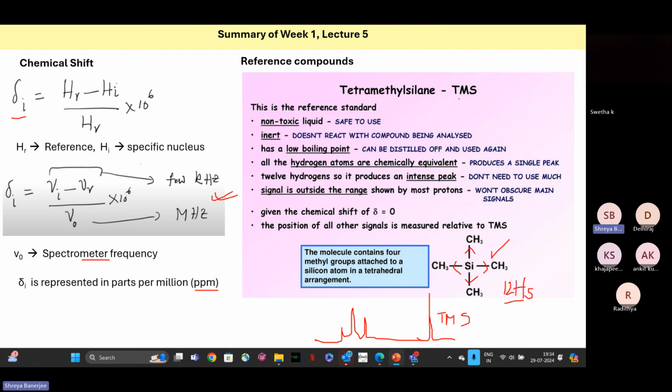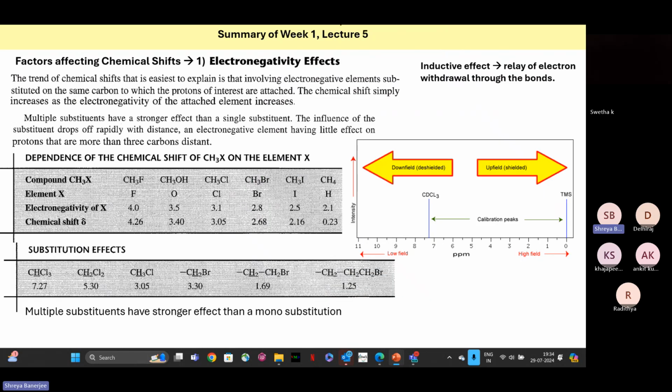commonly used reference compounds. Now, there are several factors that affect chemical shifts. One is the electronegativity. Suppose you have methane, that is CH4. There is no electronegative element connected to the carbon. So, you are studying the hydrogen attached to the carbon.